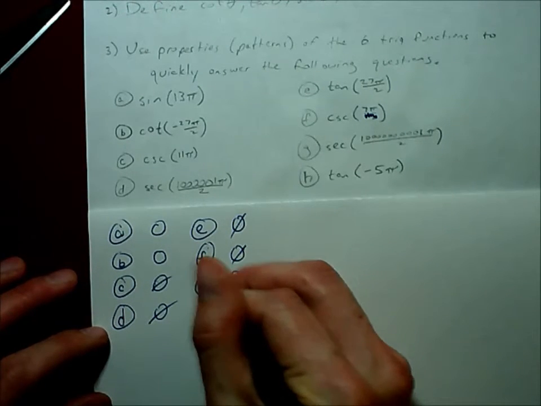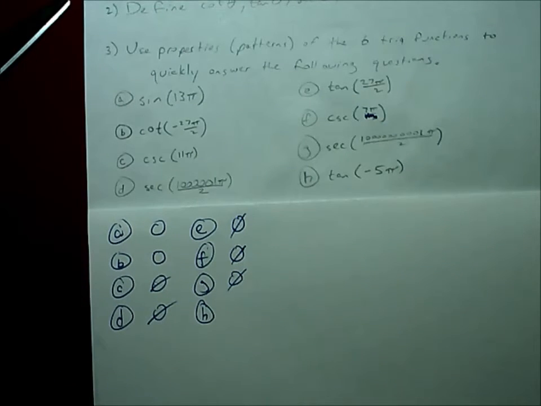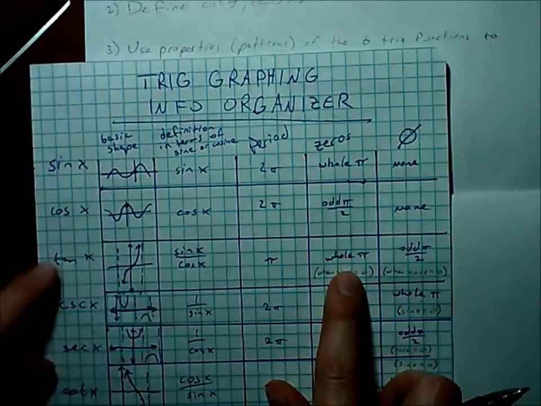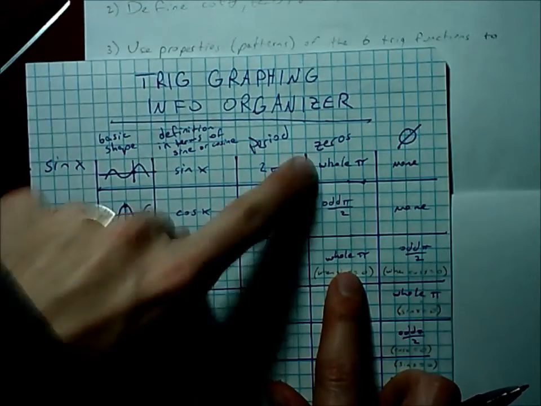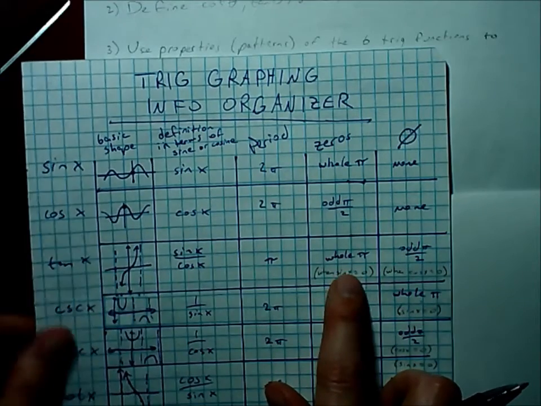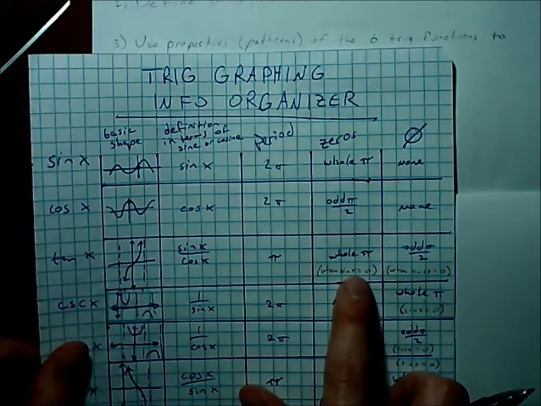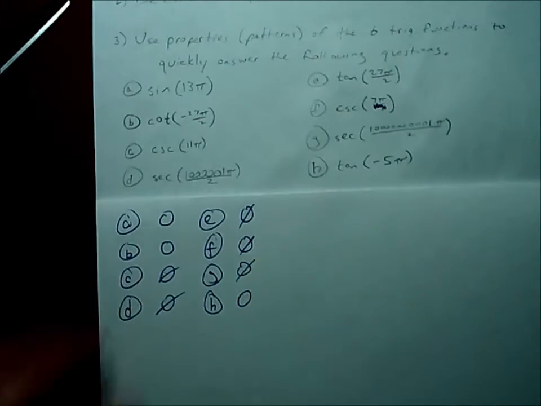And H, tangent of negative 5 pi. So tangent for any whole number would have sine on top be equal to 0, and then cosine on bottom is either going to be equal to 1 or negative 1. So 0 divided by 1 or 0 divided by negative 1 would be 0. So tangent's going to be 0 at any point like that.